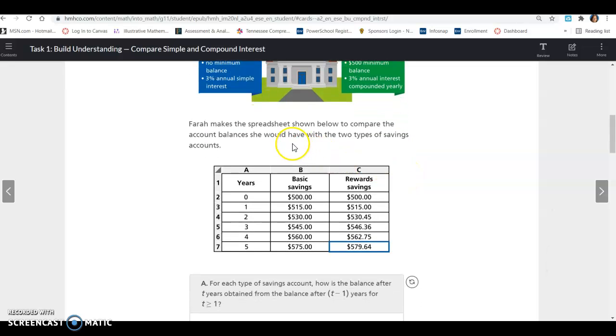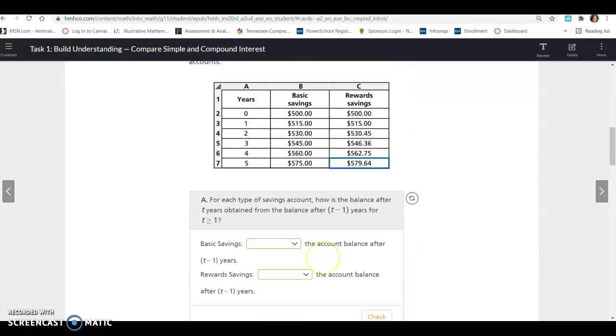Farah makes the spreadsheet shown below to compare the account balances she would have with the two types of savings accounts. All right, so you can see here's the number of years. Basic savings: 500, 515, 530, 545, 560, 575. So in the basic savings account, you can see that it increases by $15 each year. Now the rewards savings goes 500, 515, 530.45, 546.36, 562.75. So they're paying interest on the previous year's balance, not on just a basic amount.